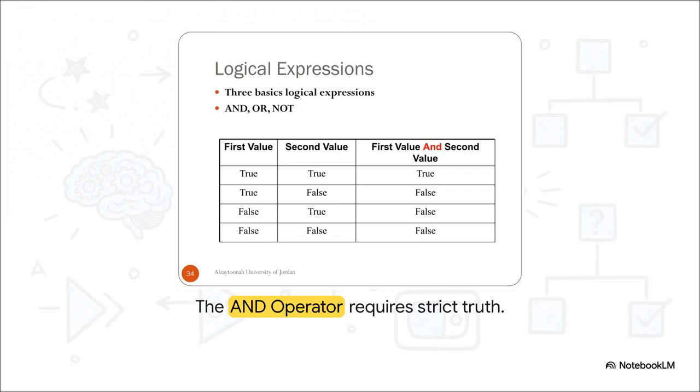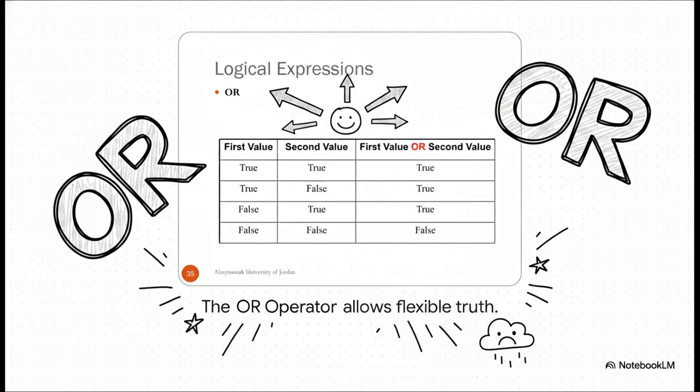No exceptions. Now contrast that with the or truth table. This one is way more flexible. If just one value is true, the whole result is true. True or true, true. True or false, still true. False or true, true. The only time the or operator evaluates to false is if absolutely everything is false. False or false gives us false.